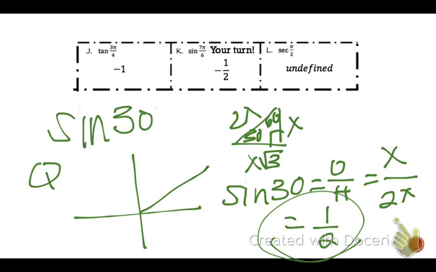And you're done. So if it's in the first quadrant and it's 30, 60, or 45, you just find the sine or the cosine or the tangent, whatever it may be, of that angle. You don't have to find the reference angle. Okay, I'll go over that more in class.